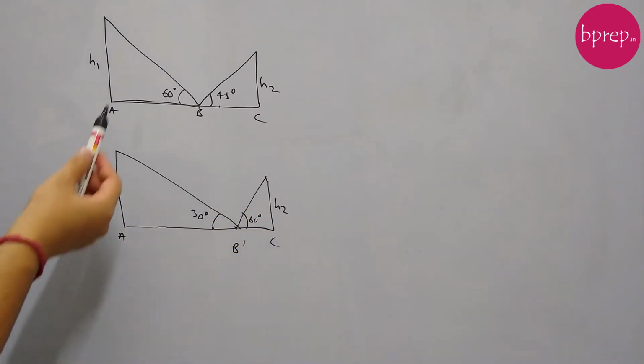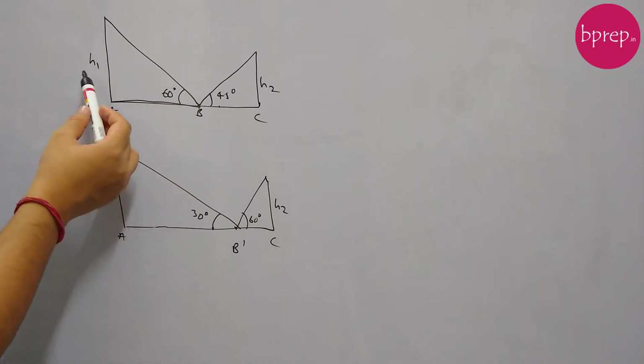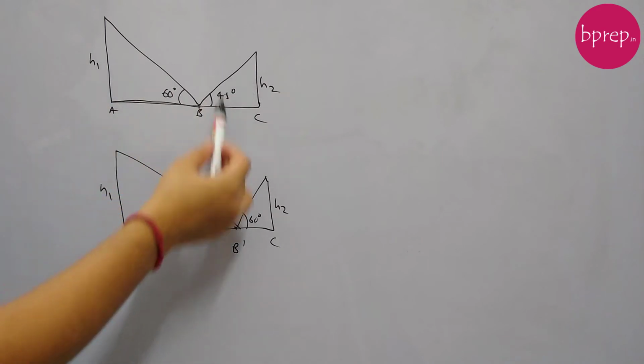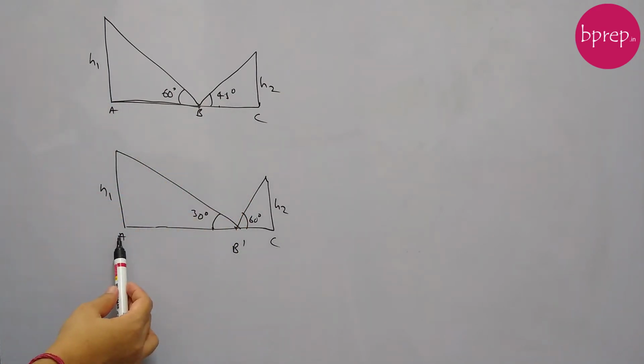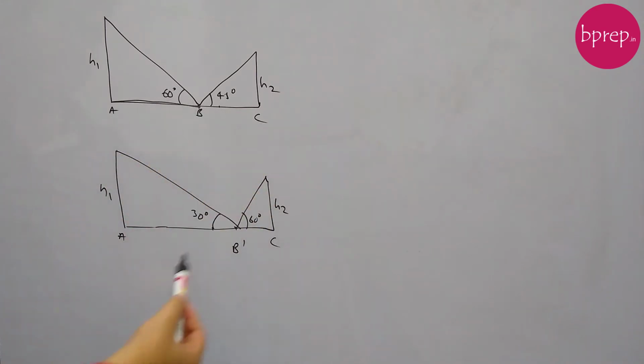Okay, so to get the ratio of h1 and h2, it is clear that first we'll try to find out AB and BC in terms of h1 and h2. Here again we'll try to find out A, B dash in terms of h1 and h2, and we'll add that because AC is going to be constant in both the cases, right? So that way we can solve the question.